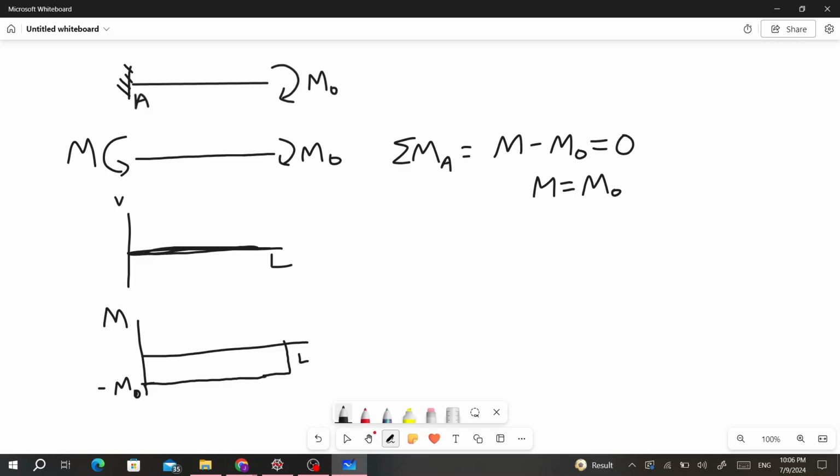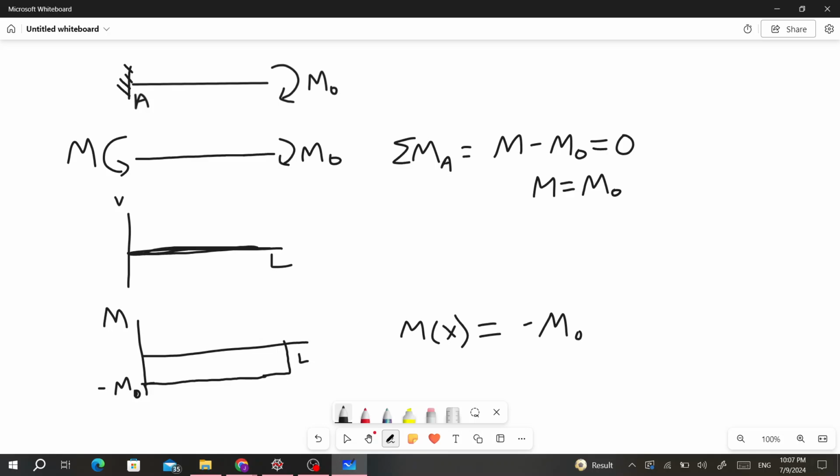Okay, so from this we have our moment equation as a function of x. We can see just by looking at our moment diagram, we use the moment diagram to write our equation. We have that m as a function of x is just equal to minus m0.